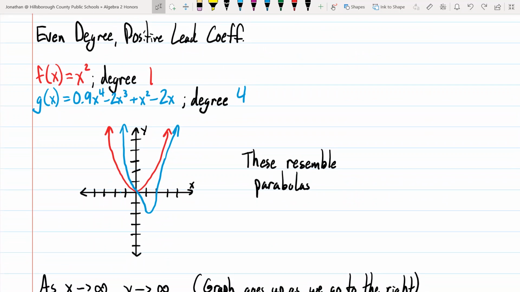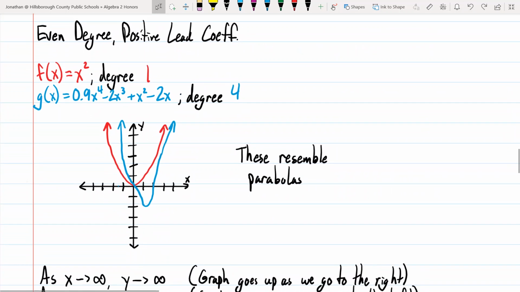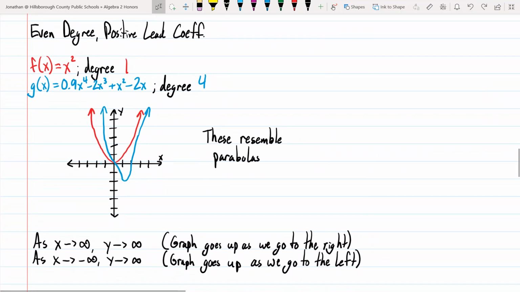take a look at this. Even degree functions with a positive lead coefficient. The most simple even degree function is our x squared. It's a parabola. And then we have one that looks a little different.